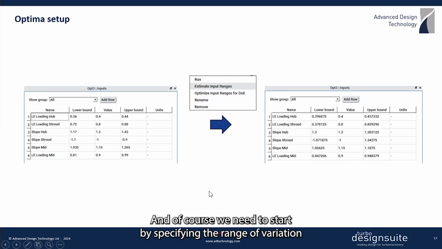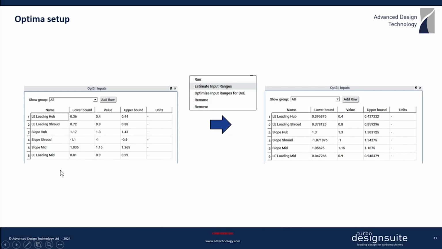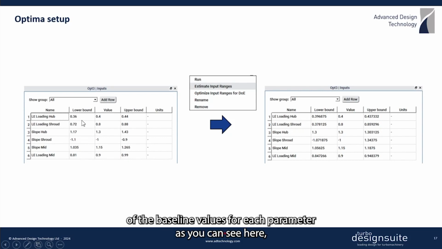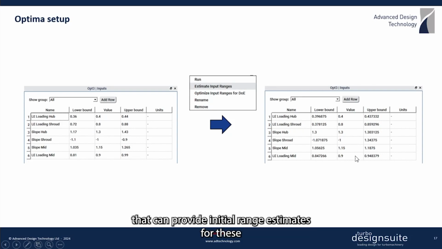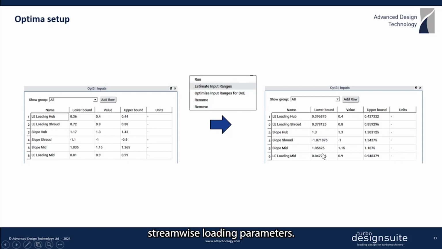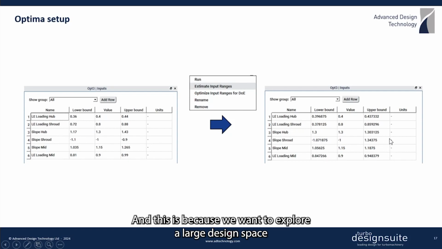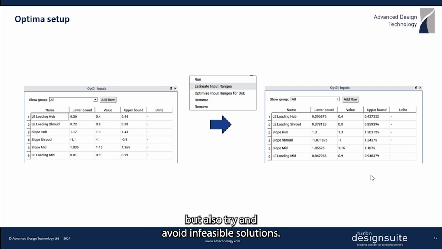And of course, we need to start by specifying the range of variation for the input parameters, which are the stream-wise loading parameters, because they have direct influence on the surface pressure distribution. By default the ranges are set to plus minus 10% of the baseline values for each parameter, as you can see here, but there is a machine learning based feature in Turbo Design 1 that can provide initial range estimates for these stream-wise loading parameters. And this is because we want to explore a large design space, but also try and avoid infeasible solutions.